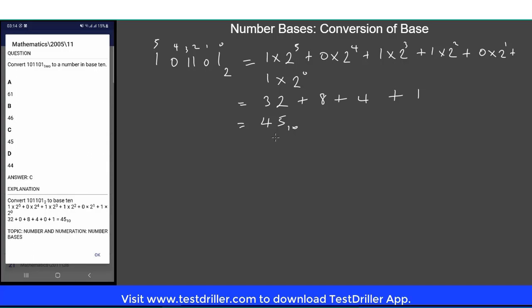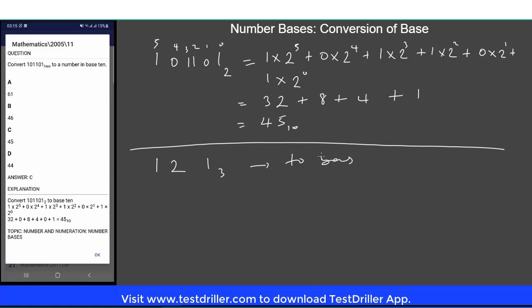So we talked about converting from another base to base 10. So what about converting from one base that is not base 10 to another base that is not base 10? So let's take a look at this example. So let's say we are told to convert a number like this, 1 2 1 in base 3. We're told to convert to base 5, for instance. So how do we go about this?